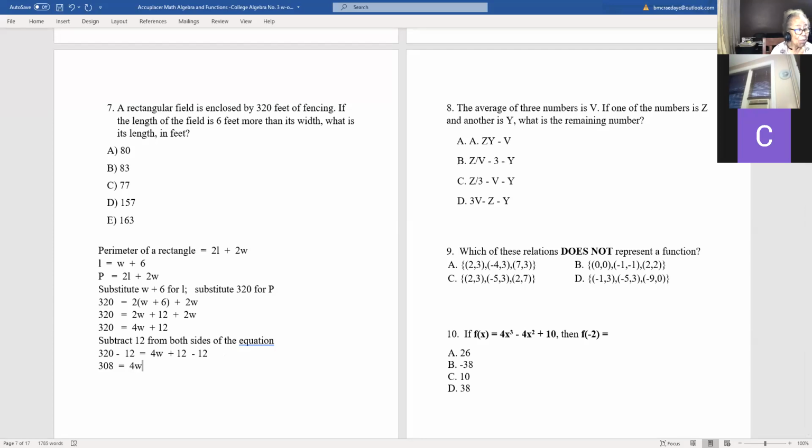Okay, now we want to solve for W. So what do we do to both sides of the equation to just get W? Divide. Okay, Chastity, you divide what? What are you going to divide by? Both sides. Yes. What do you divide by?